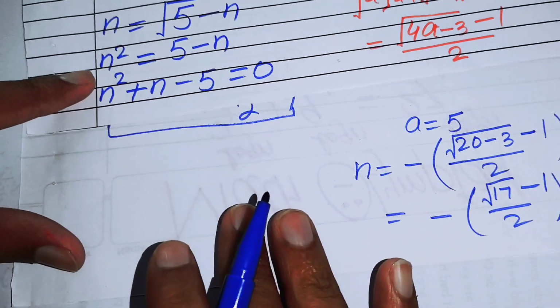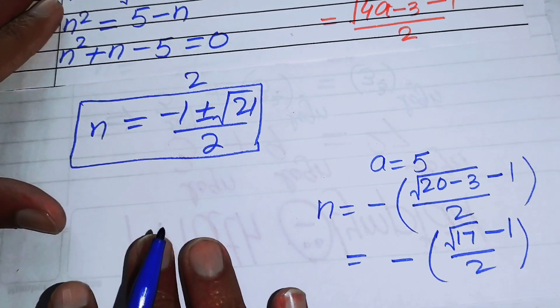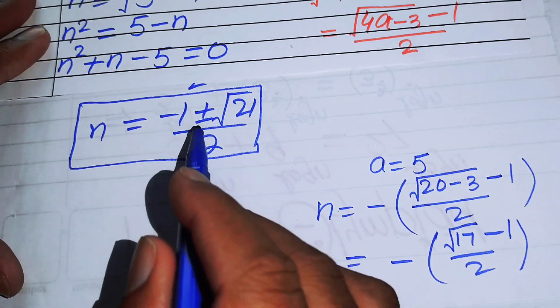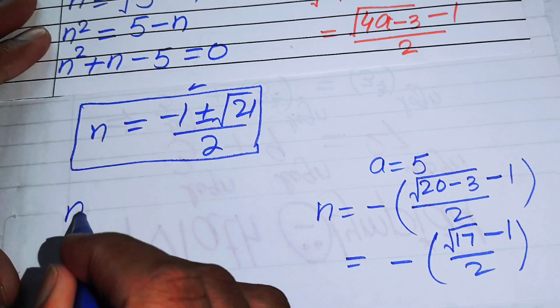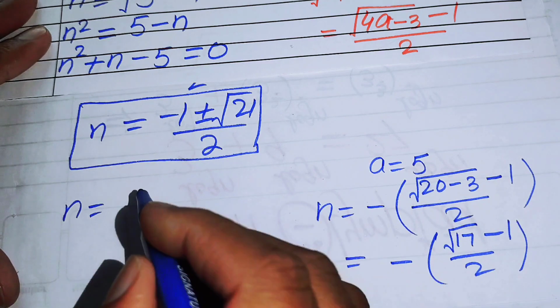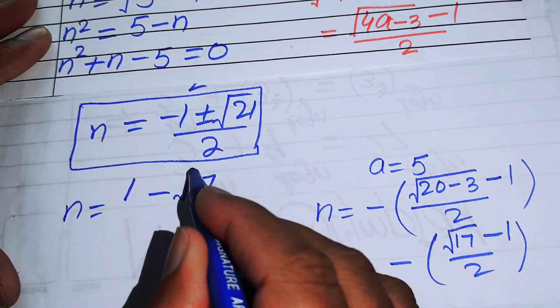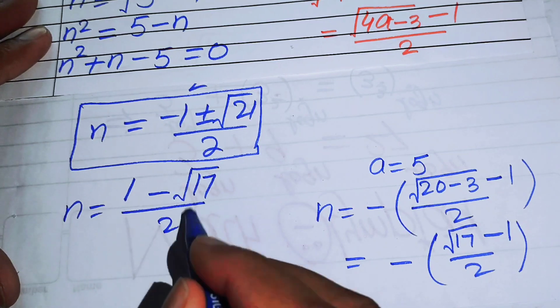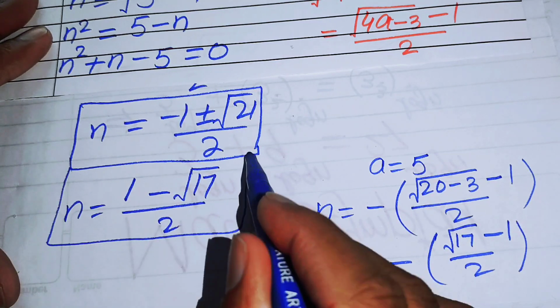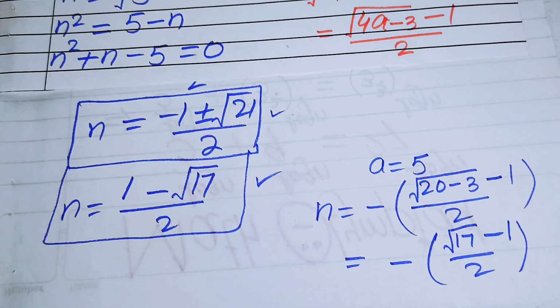This is our second solution of this problem, and our first solution is n equals minus 1 plus or minus the square root of 21, over 2. And the other solution, when we multiply the minus sign on both of the terms, is 1 minus the square root of 17, over 2. So these are the other solutions of this problem, and these are our final values of this problem.